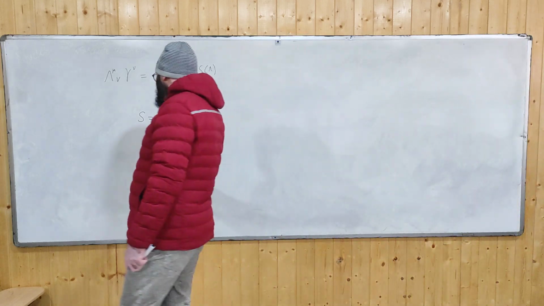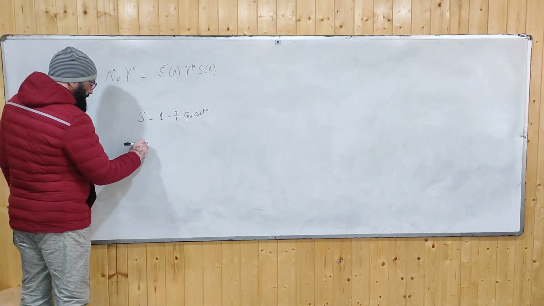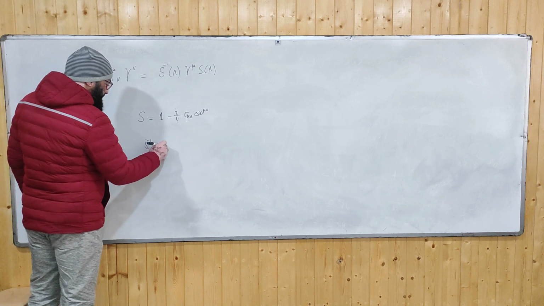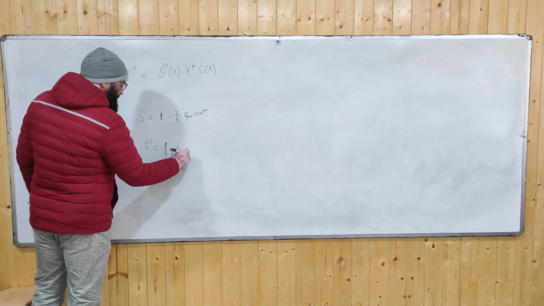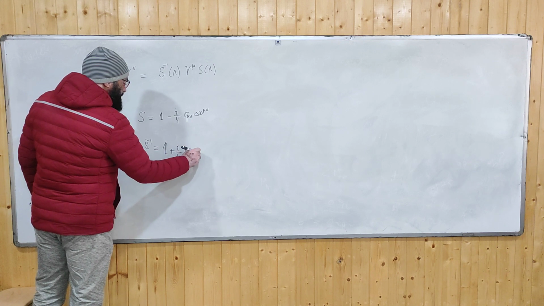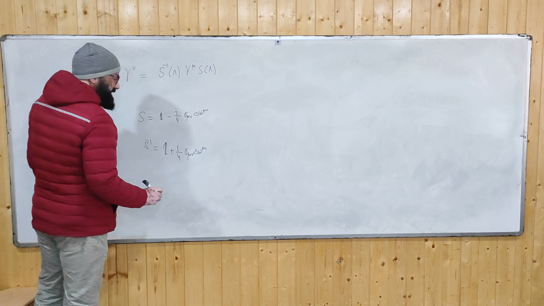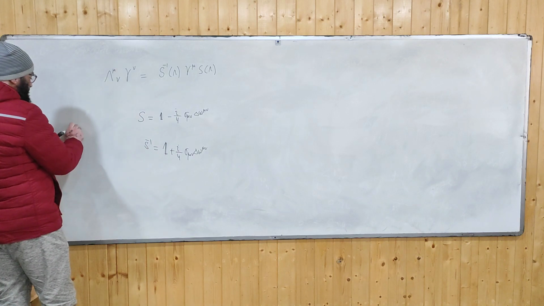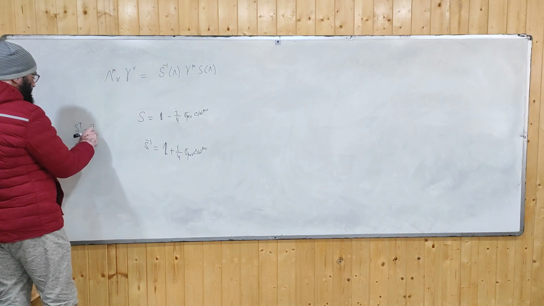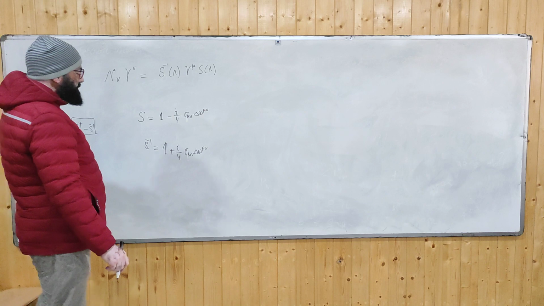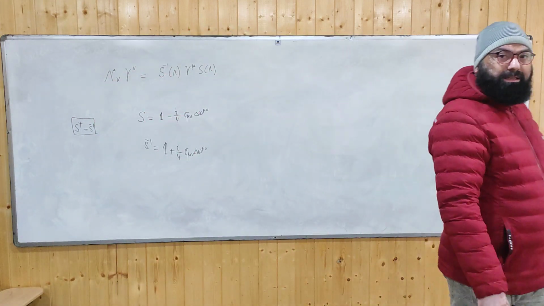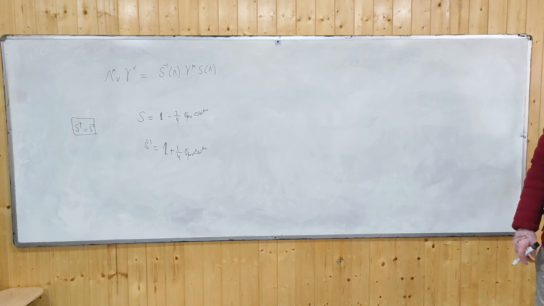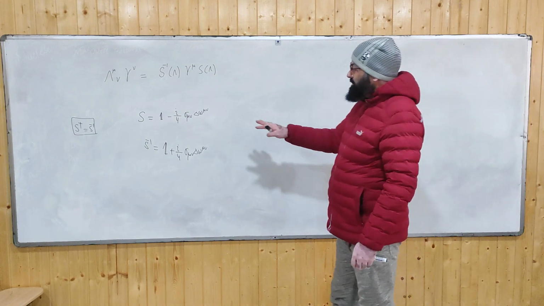So what is our S inverse? S inverse is simply the change in sign, i/4, because for a unitary transformation S dagger is equal to S inverse. Clear? Yes, sir. Okay. So let's substitute S in this very equation.